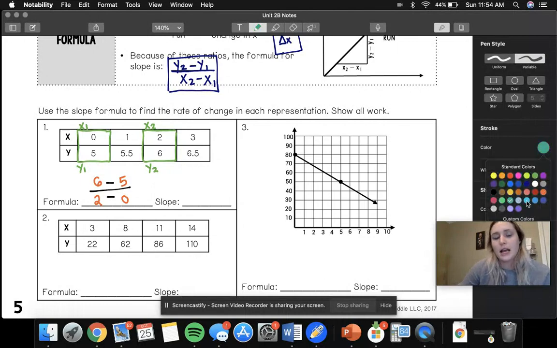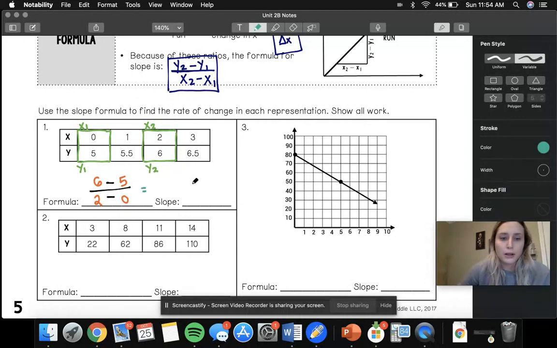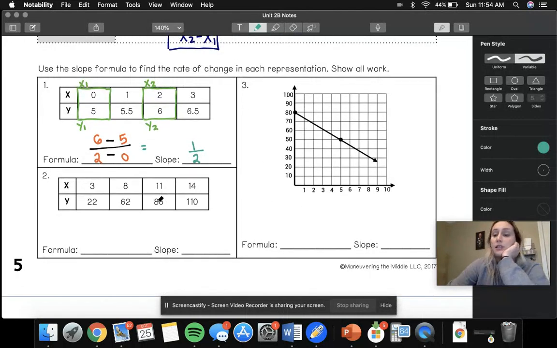All right, after we do that, we just have some math to do. We do 6 minus 5, which is 1, and then we have 2 minus 0, which is 2. So I can't simplify this, so the slope is 1 over 2. It's going up 1 for every time I'm going over 2. All right. Now, there is another way of doing this instead of using the slope formula. So I'm going to show you guys the other way.